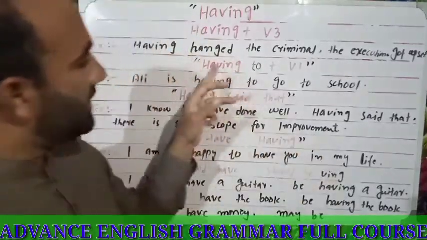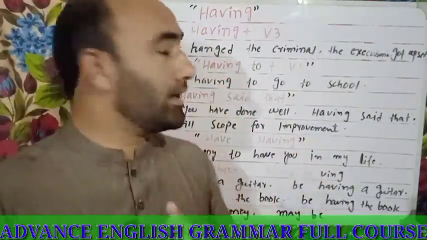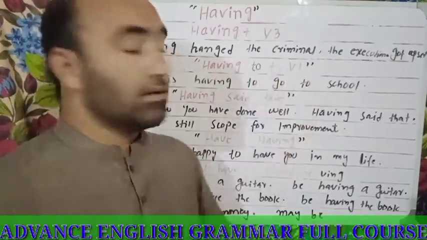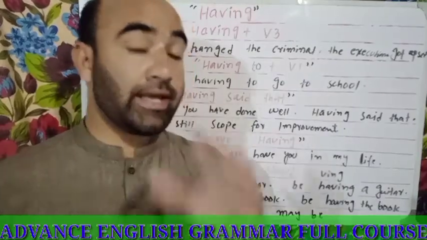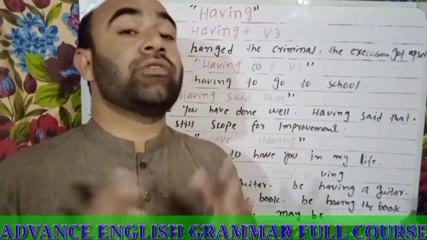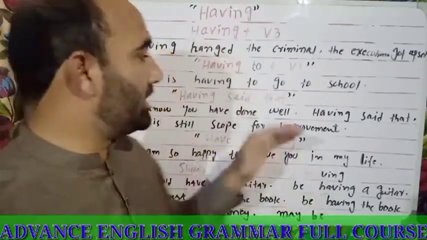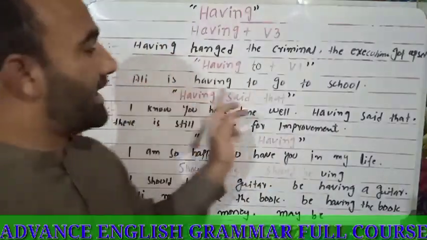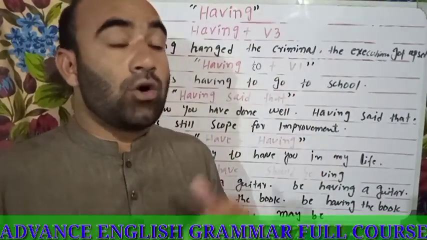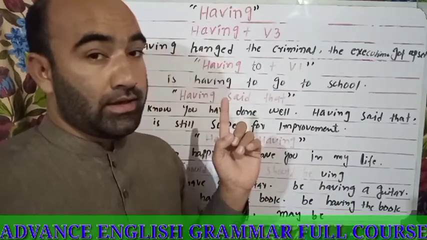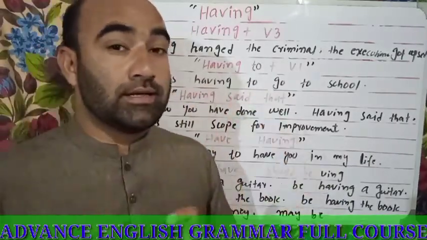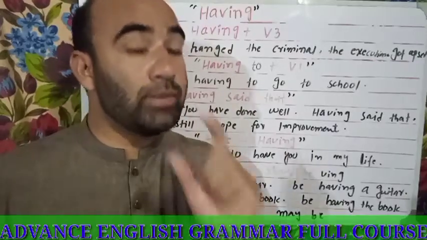Okay, and another use of having in a sentence: having to plus base form of the verb. We can also use having with the base form of the verb. What will be the meaning of that? Now, let me tell you about that. Ali is having to go to school. It means this is the obligation of Ali. It shows us the compulsion, the obligation.